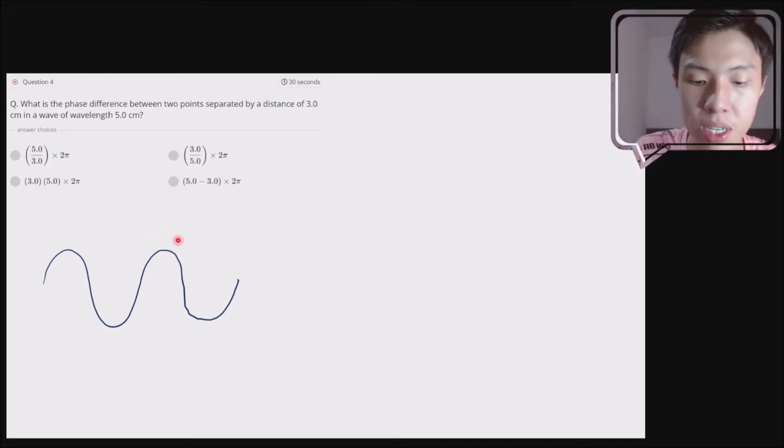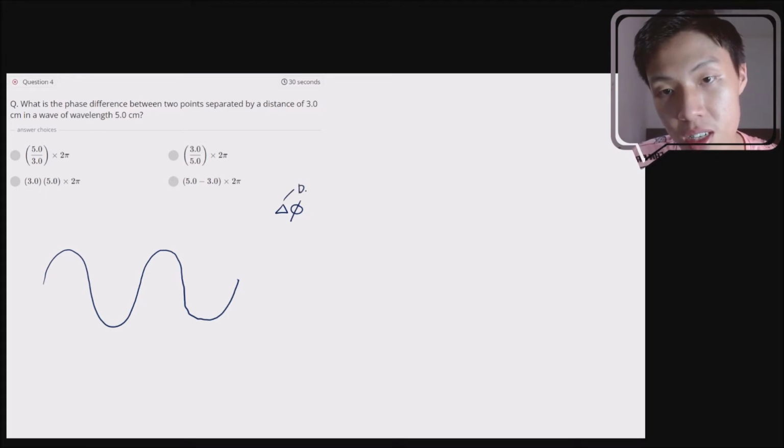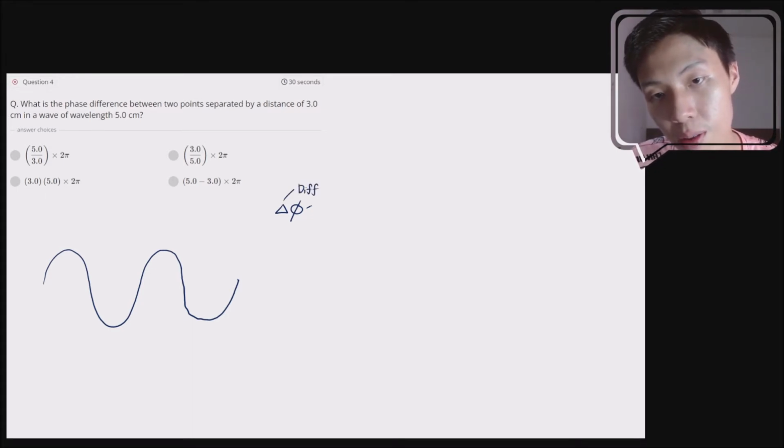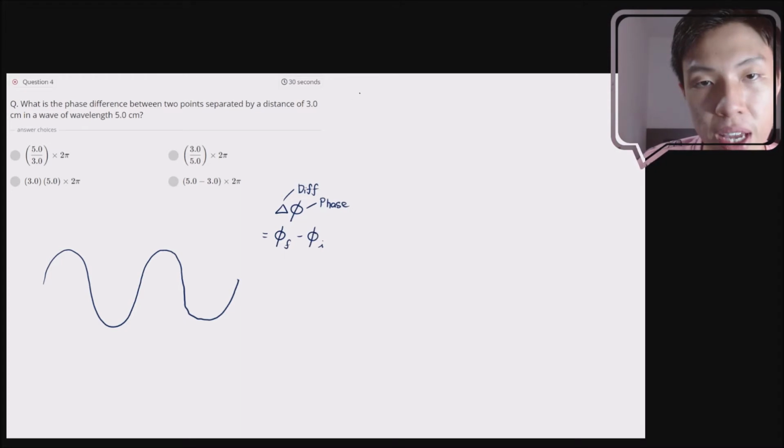Okay, so what we are finding here is the phase difference, right? Phase difference is represented by the symbol delta phi. So this is the difference. This is the phase. That's why I call it phase difference. So technically, the way to do it is to take the final phase minus the initial phase.